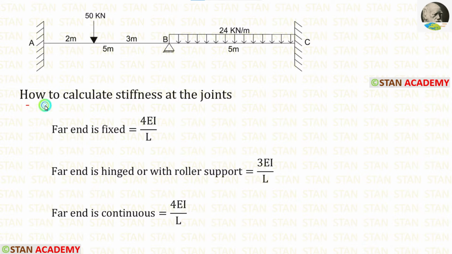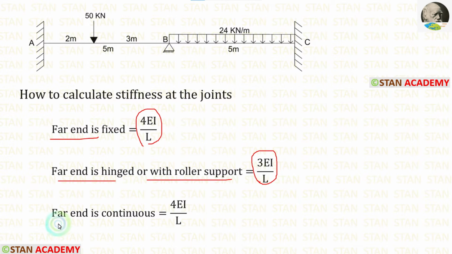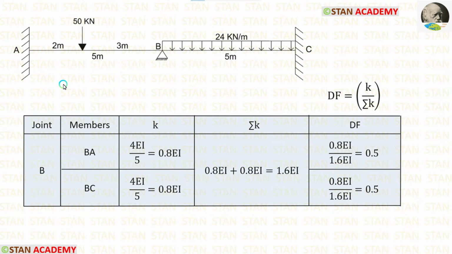Let us see how to calculate the stiffness at the joints. If the far end is fixed, the formula is 4EI upon L. If the far end is hinged or with roller support, the formula is 3EI upon L. If the far end is continuous, the formula is 4EI upon L. Now let us use the formulas and calculate the stiffness. From the joint B, we have to calculate two stiffness values for BA and for BC.